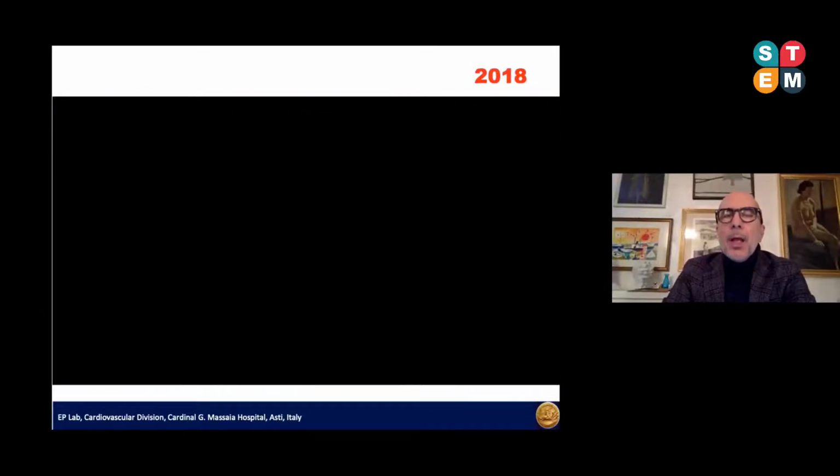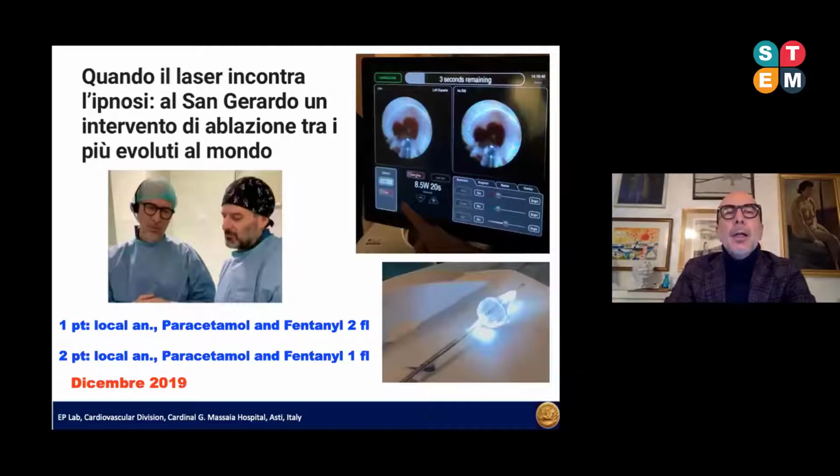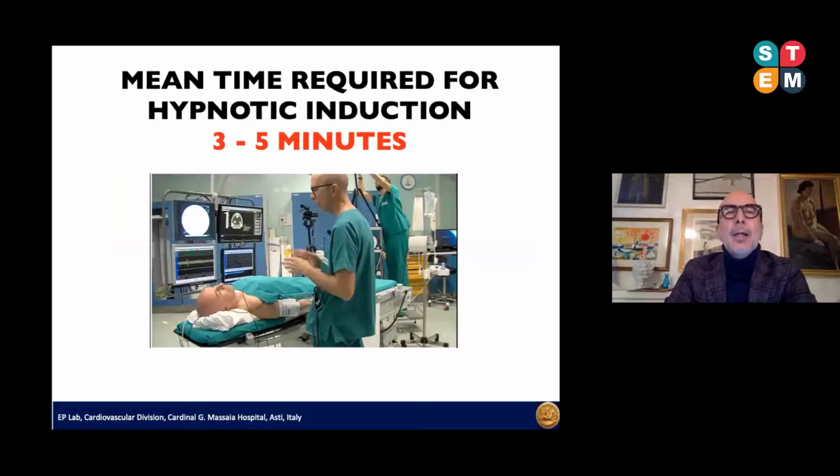Okay? And we also performed, in very few cases, this is a preliminary experience, a procedure with a laser, which is much more painful. And you see only paracetamol and fentanyl, and that's it. Just to mention 2 cases of laser pulmonary vein ablation. And the mean time required to induce the hypnotic status ranges from 3 up to 5 minutes.